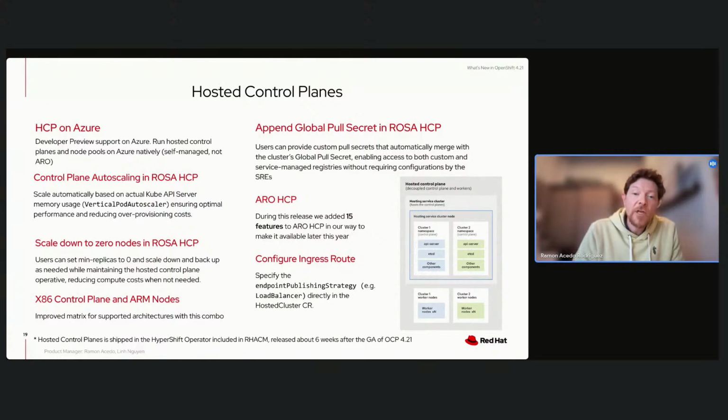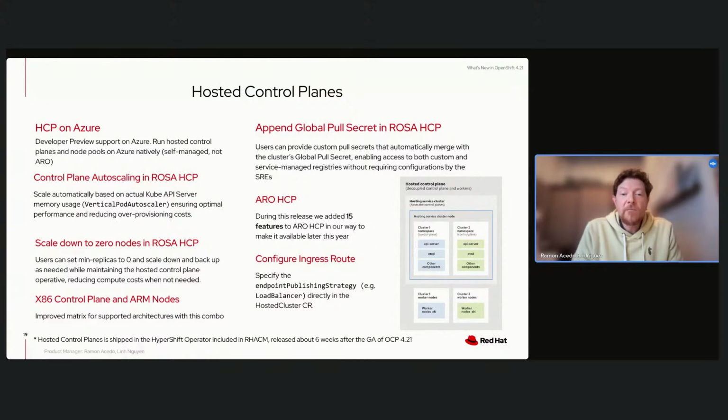And back to ROSA, we are adding support for global pull secrets. With this, users can provide custom pull secrets for other catalogs, for example, that automatically merge with the cluster's global pull secrets. Right? With this, it enables access to both custom service managed registries without having to open a ticket and talk to the SREs for this purpose.